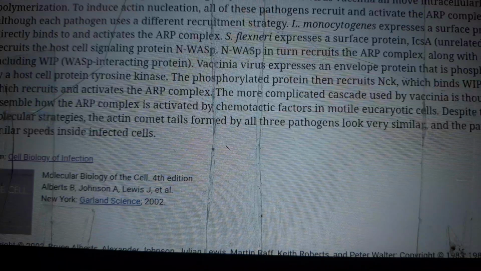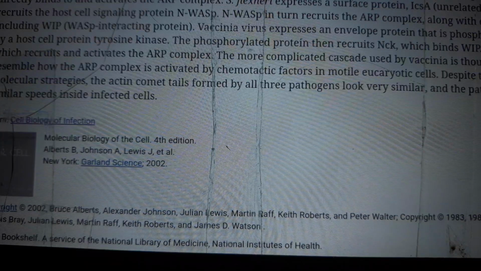Listeria monocytogenes expresses a surface protein, ActA, that directly binds to and activates the ARP complex. Shigella flexneri expresses surface protein IcsA, related to ActA, that recruits a host cell signaling protein, N-WASP. N-WASP in turn recruits the ARP complex along with other host proteins, including WIP, WASP-interacting protein. Vaccinia virus expresses an envelope protein that is phosphorylated on tyrosine by a host cell protein tyrosine kinase. The phosphorylated protein then recruits NCK, which binds WIP. WIP binds N-WASP, which recruits and activates the ARP complex.